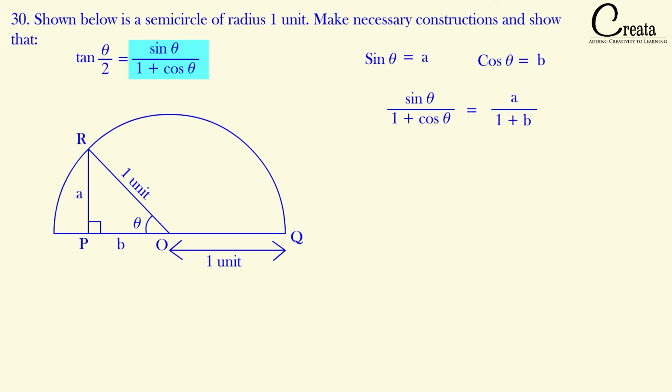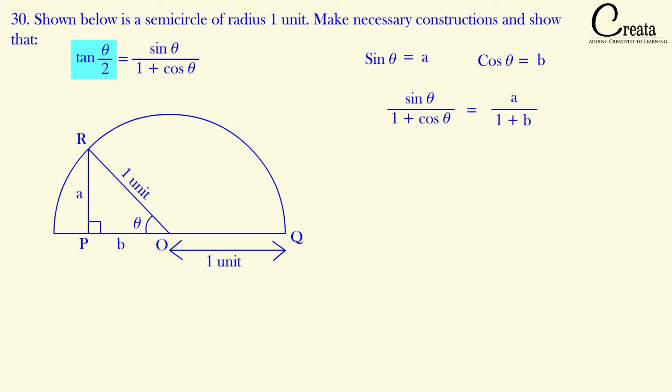Right hand side we got as A upon 1 plus B. So we got the right hand side. Let's work on the left hand side. Somehow the left hand side, tan theta by 2, we have to prove it as equal to A upon 1 plus B. Let's see how we will do this.